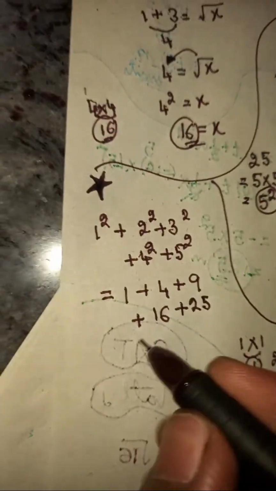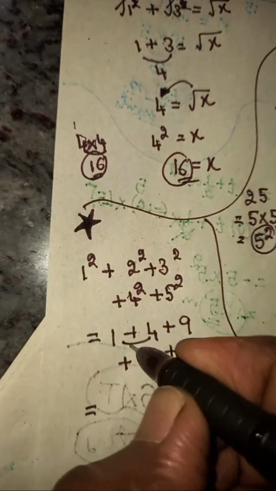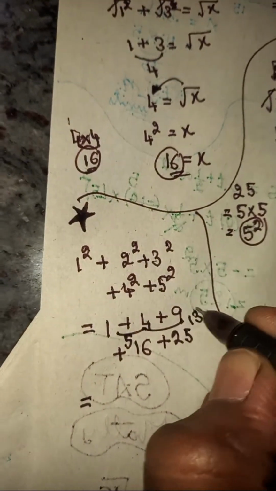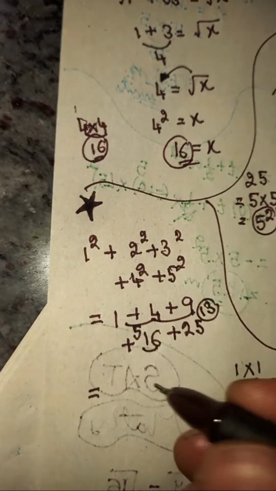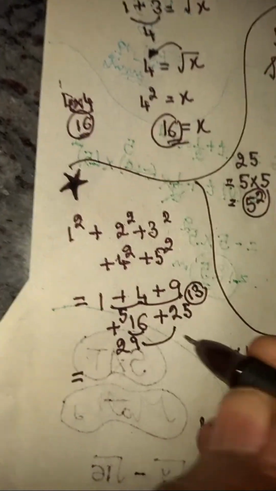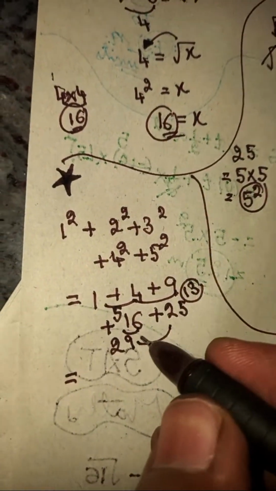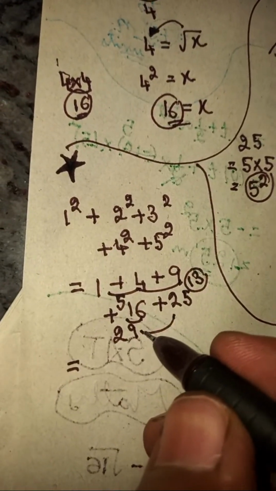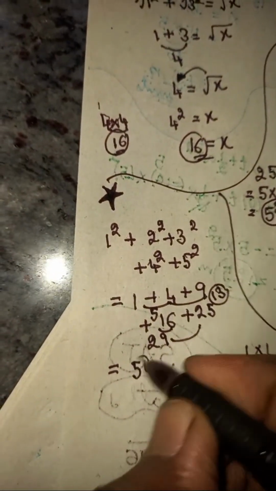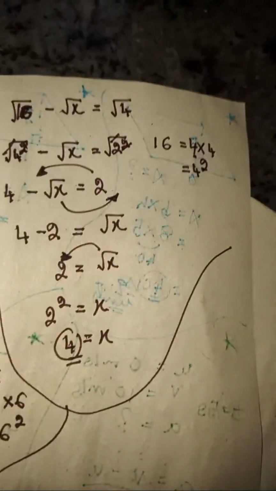Now you can do this one. 1 plus 4 is 5. 5 plus 9 becomes 14. 14 plus 16 equals 30. 30 plus 25 becomes 55. This completely equals 55. Let's do some more problems with this.